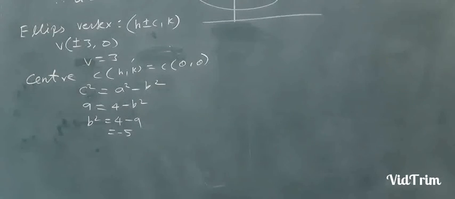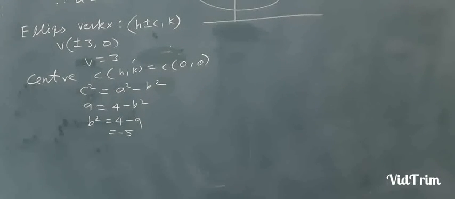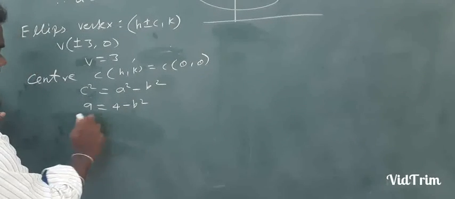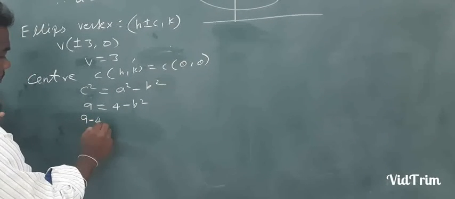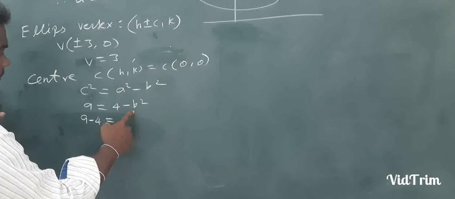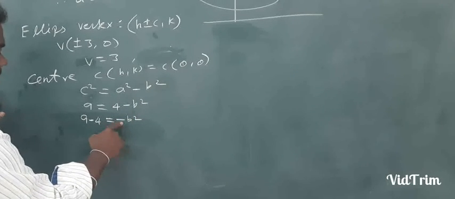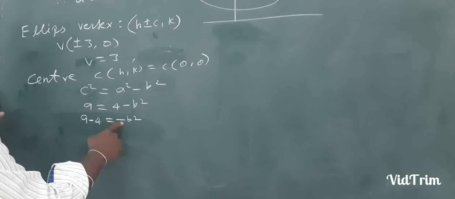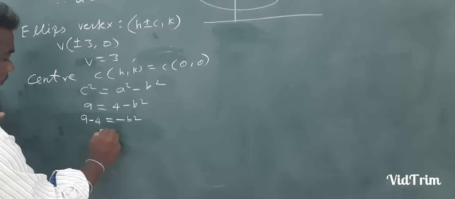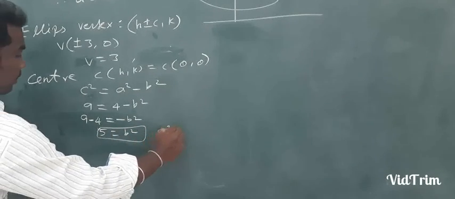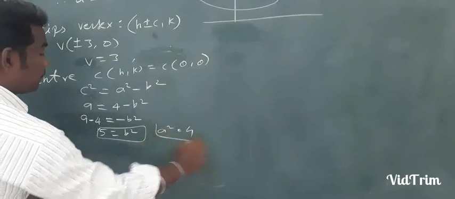But we need the b square value. You have to change it like this: here 9 minus 4 is equal to b square, and if you take the square it will become positive. So here 5 is equal to b square and the a square value is equal to 4.